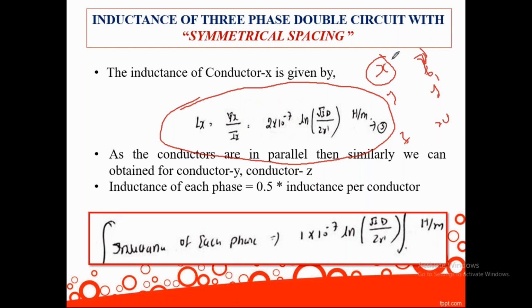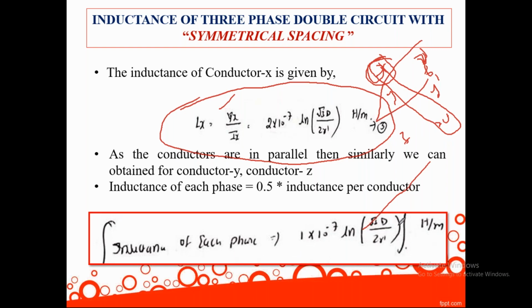If you want to find the total inductance with respect to this phase x dash, we have to multiply by 1 by 2, that is 0.5. Finally, we will get the inductance of each phase, given by 1 into 10 power minus 7 ln root 3d divided by 2 r dash. This equation is for the x conductor alone. This equation is the combination with x dash, so that is the total inductance per phase. Similarly, for y dash and z dash we get the same equation.